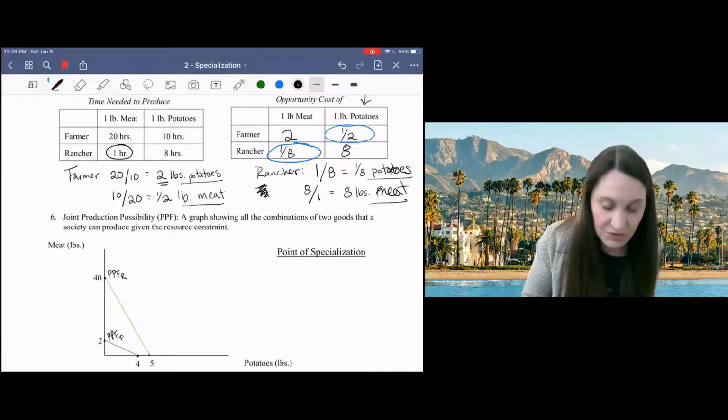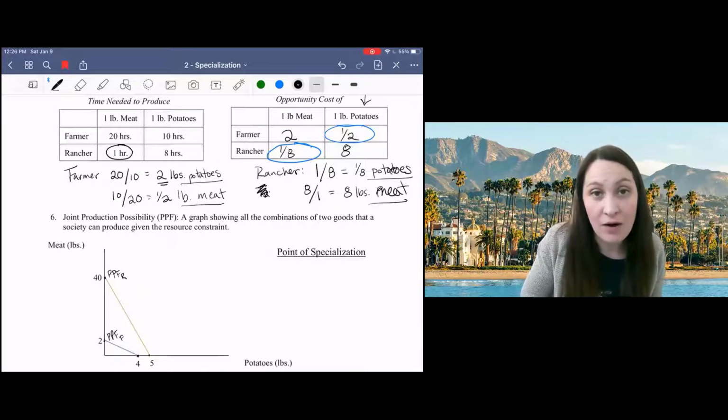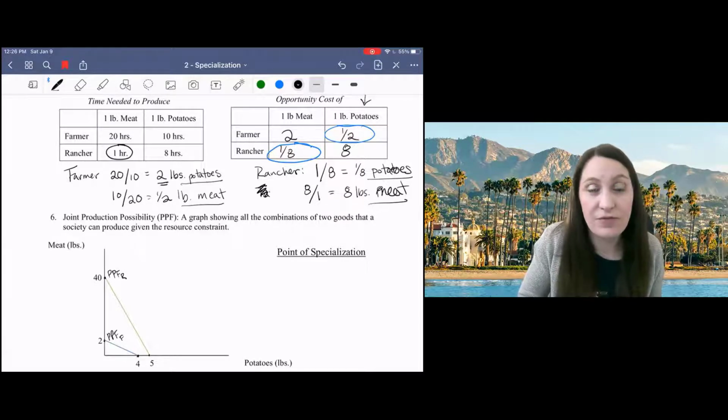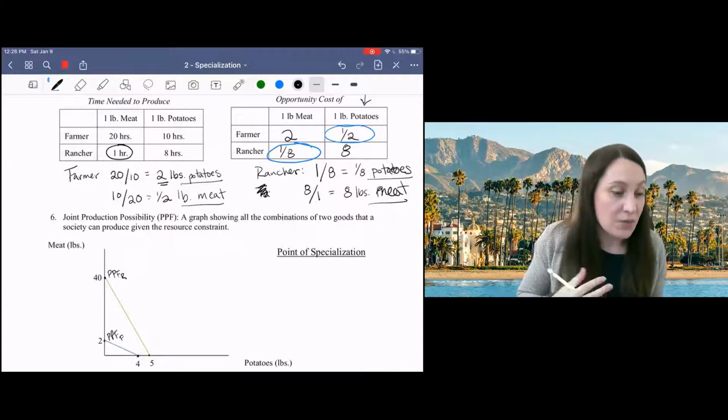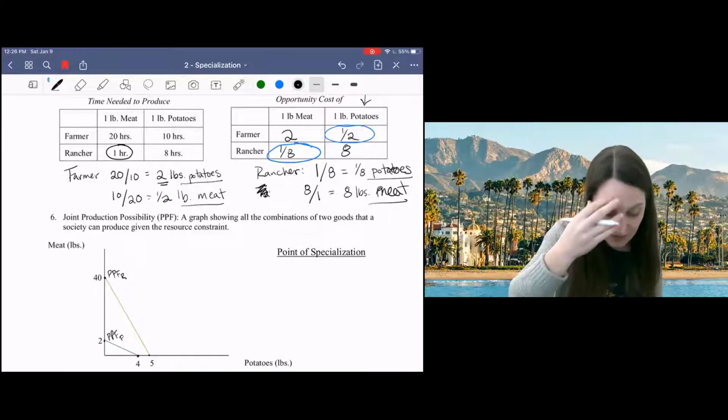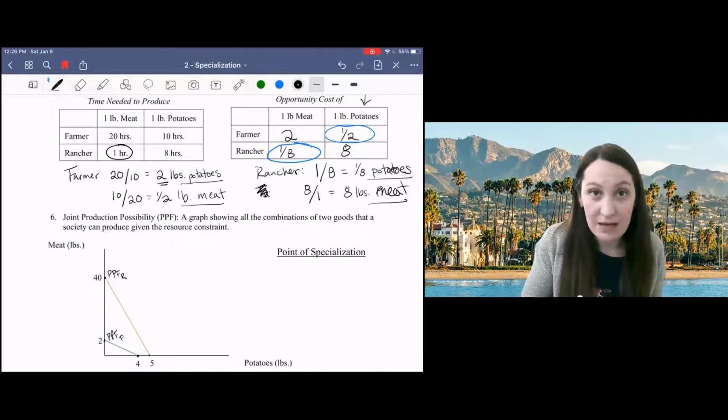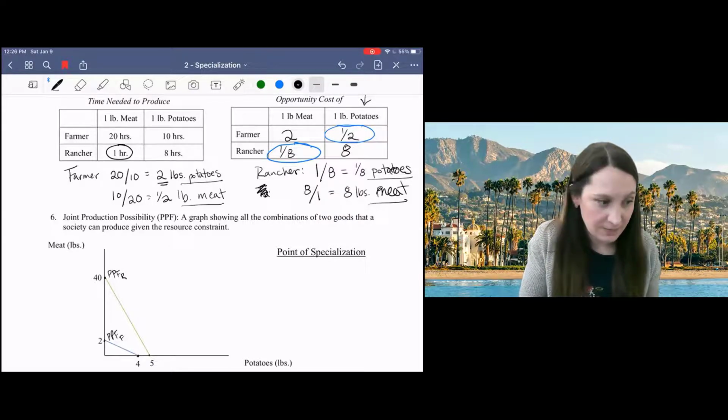So basically what we're trying to do is think about how much meat and potatoes can be produced if the farmer and rancher combine resources and specialize their production. In other words, the farmer will focus on producing potatoes and the rancher will focus on producing meat. So we're going to join these two production possibility frontiers together. Just like before, it's easiest to think first about the extremes.